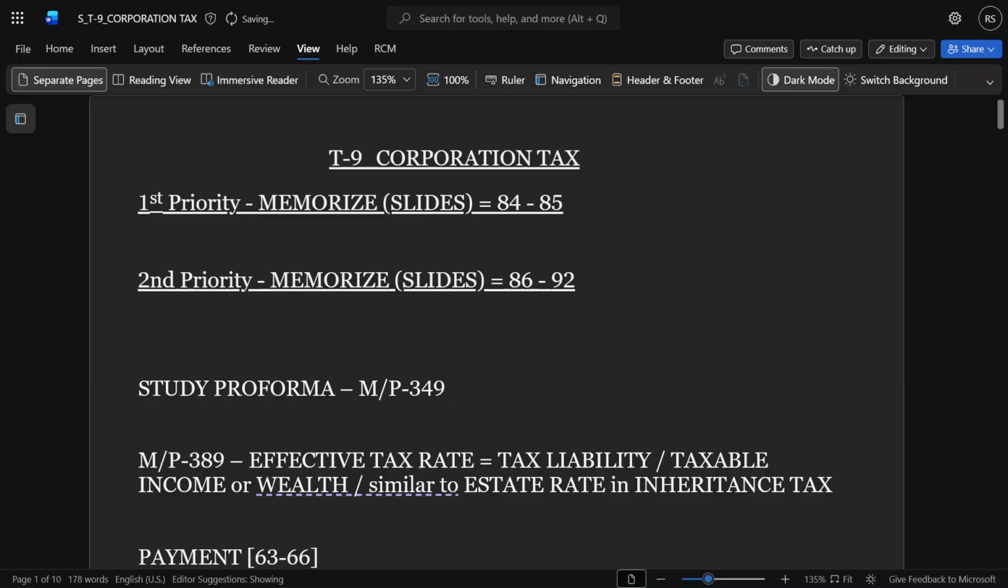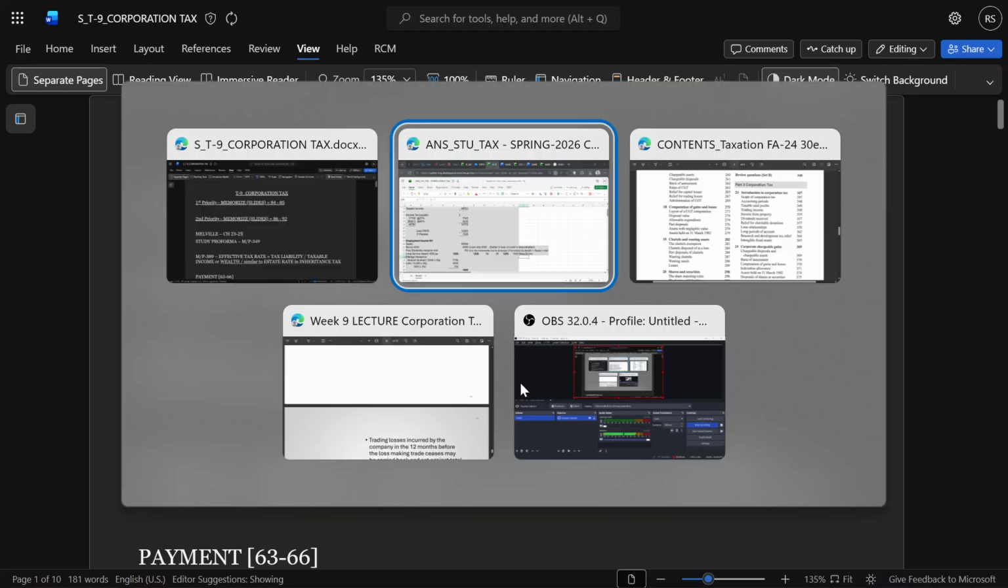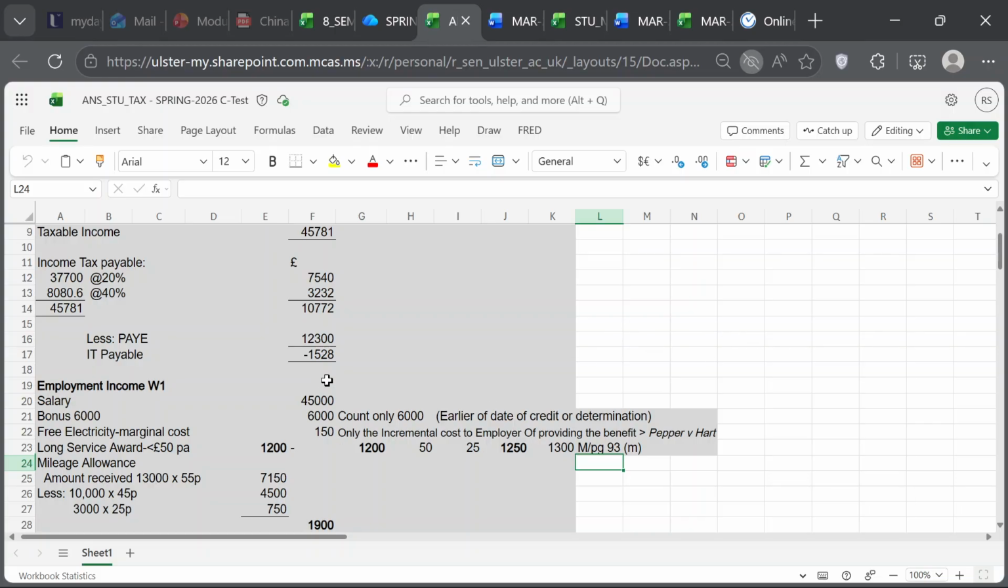Okay, so Melville chapters 23 to 25. These are very important. Please use this key. What I'm trying to tell you is that you're going to get a similar kind of question on corporation tax, except that here the exact rules we have to follow are slightly different.